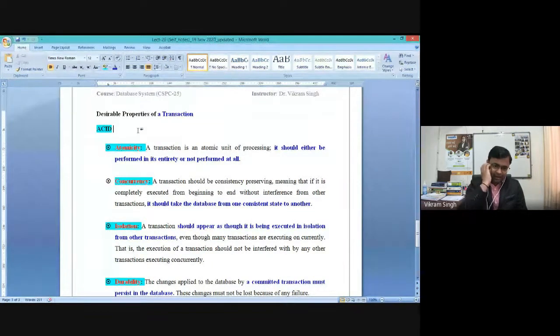So any transaction should possess these four properties, right? ACID: A stands for atomicity, C stands for concurrency, I stands for isolation, D stands for durability. These four properties engage with four different important aspects of a transaction. Some of it we have discussed or partially pointed out in yesterday's lecture also. So let's take them one by one.